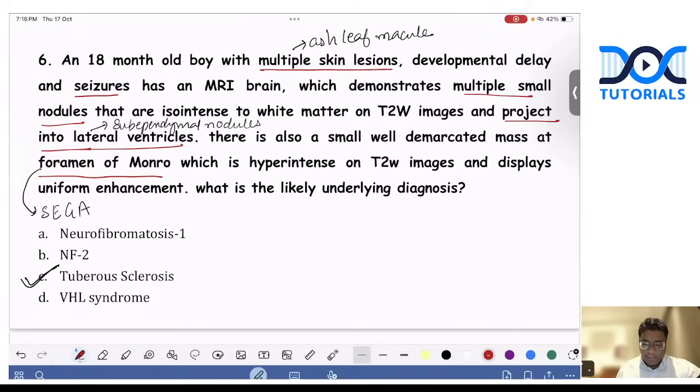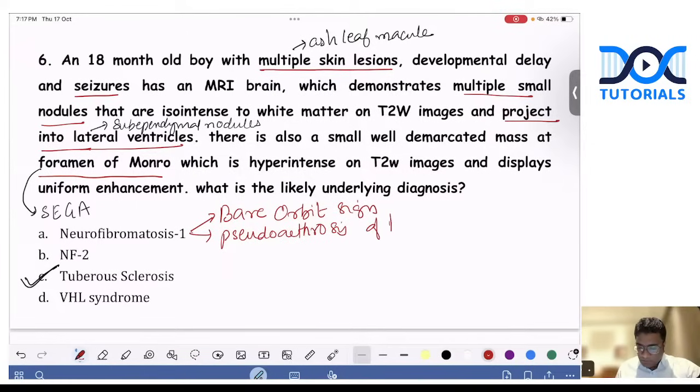Coming to neurofibromatosis 1, what are the radiological findings? Please remember, NF1 shows the bare orbit sign, greater wing of sphenoid dysplasia, and the absent innominate line. You see pseudoarthrosis of the tibia, and all the musculoskeletal defects, the lateral meningocele. You may also see scoliosis and vertebral body defects. These are all NF1. So in radiology, remember the greater wing of sphenoid dysplasia, the bare orbit sign, and pseudoarthrosis of the tibia.